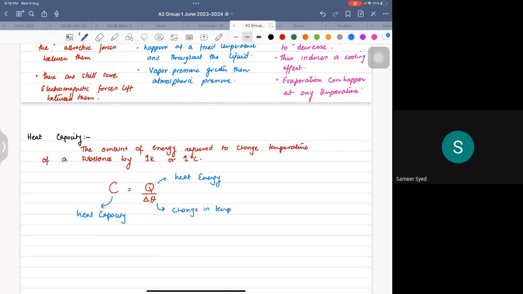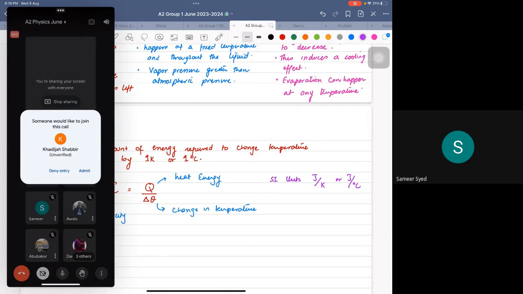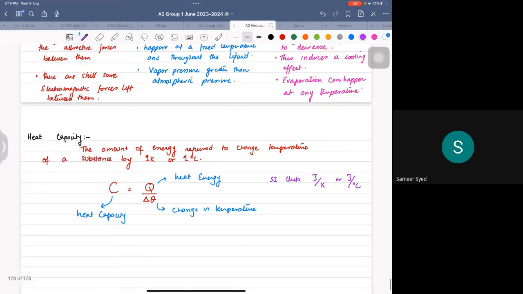So the units of this is joules per Kelvin or joules per degree Celsius. These are the units. Okay.